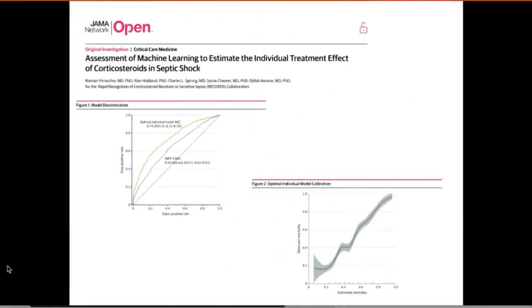We started off with a proof of concept that was published at the end of last year, where we defined an individual treatment rule for steroids in septic shock based on some of the trials that I just mentioned to you.